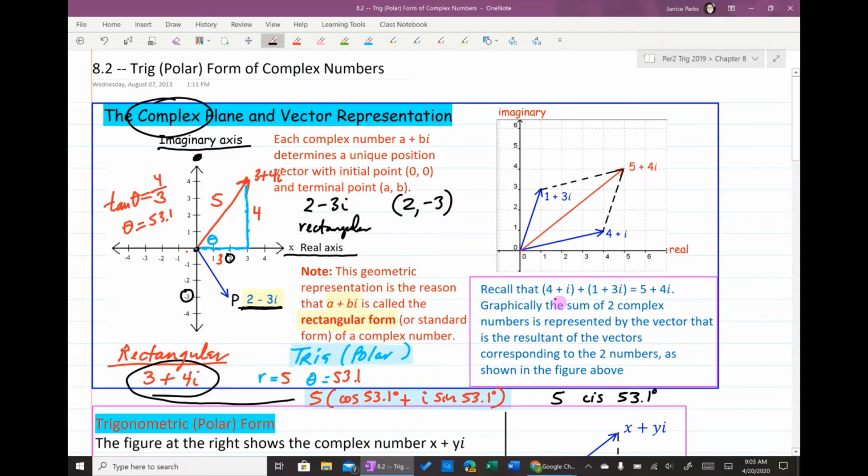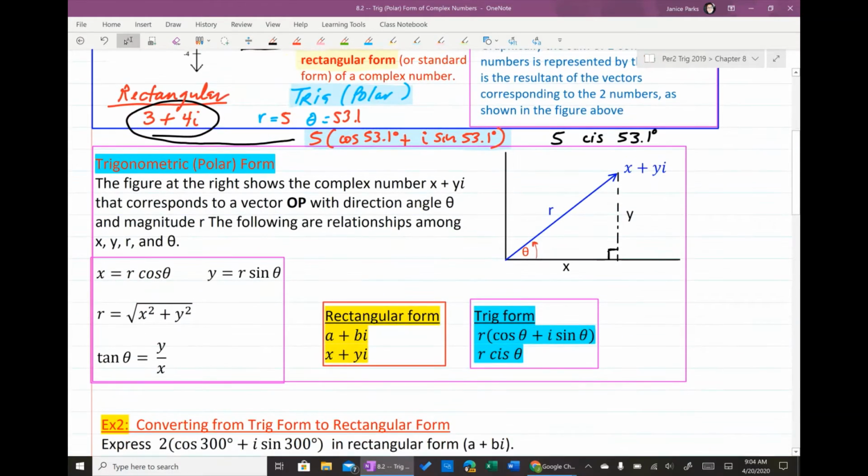Okay, now adding vectors, and we'll get to more of that later. It's just kind of like an introduction. If you added two imaginaries, if you added 4 plus i, so that's 4, 1, that's this vector, and 1 plus 3i, so that's 1, 3, that's this vector, you would get 5 plus 4i. If you remember, we were doing these before, this is the resultant vector if you were to add those. Okay, 5 plus 4i. All right, let's go ahead and go on to some problems.